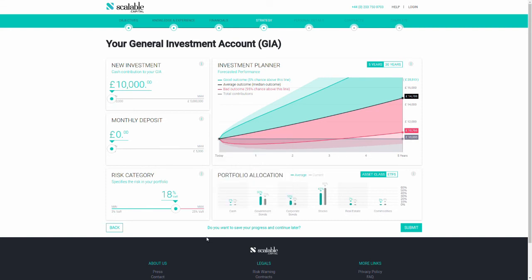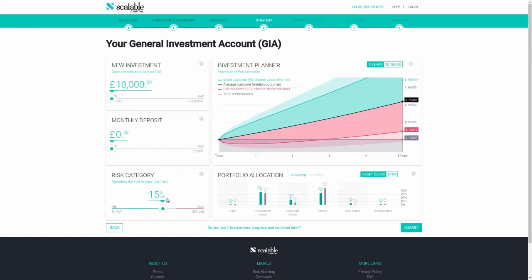Now what it doesn't say is whether I'll be locked into this risk category for the lifetime of my investment. So what I'm going to do is dial down the risk. And you can see that the return on my portfolio has decreased as well. Because I'm taking a lower risk, I'm willing to accept a lower return.